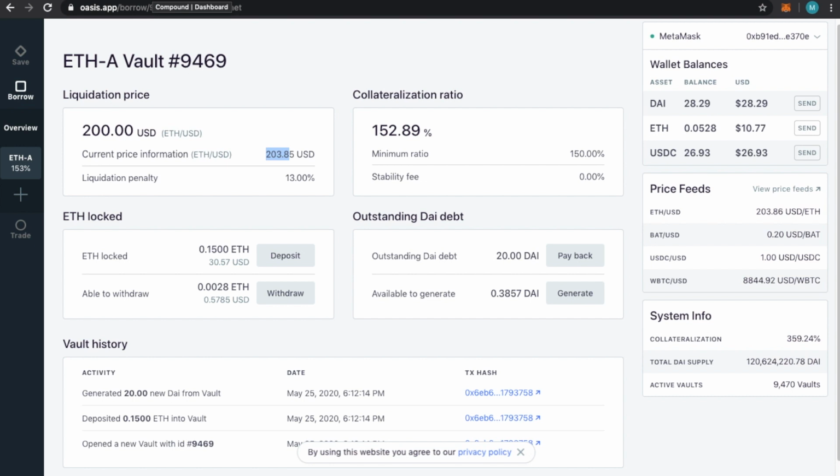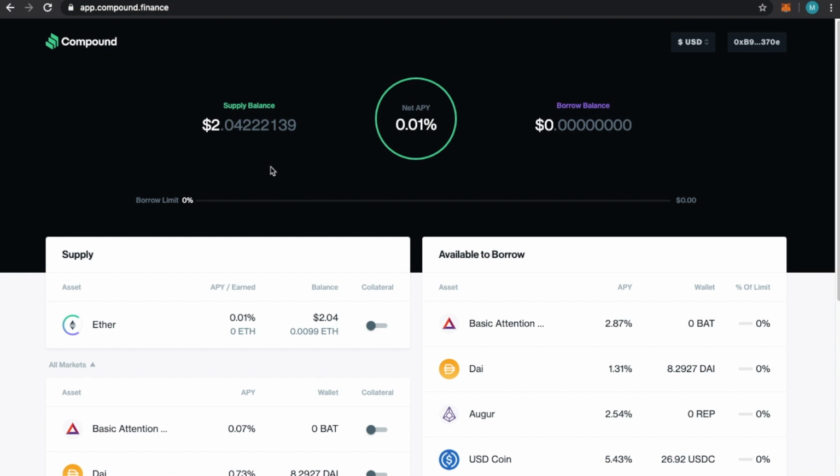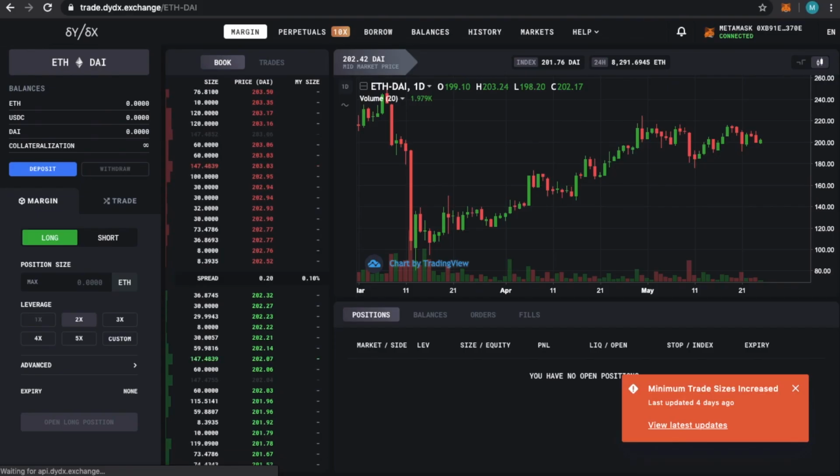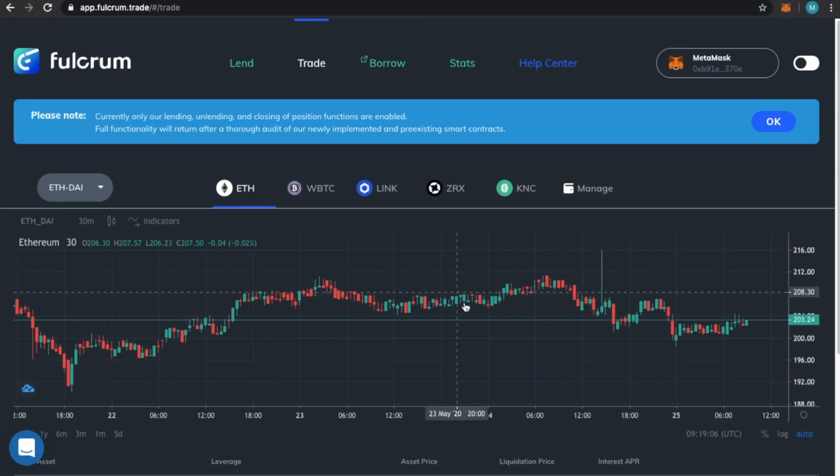So there are many platforms that have borrowing and lending marketplaces. So there's Compound, where you can supply funds and you can borrow funds at variable interest rates. There's Aave, where you can borrow and lend funds. There's also dYdX, where you can trade using margin as well as borrow and lend. And then there's Fulcrum, where you can borrow and lend.